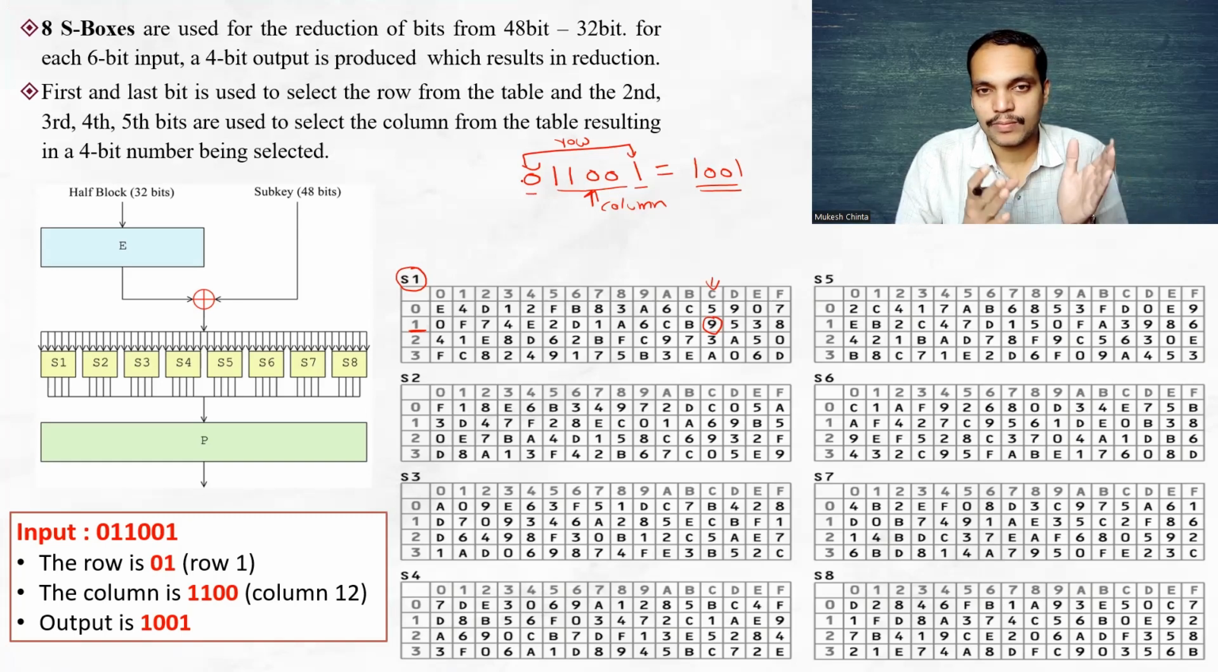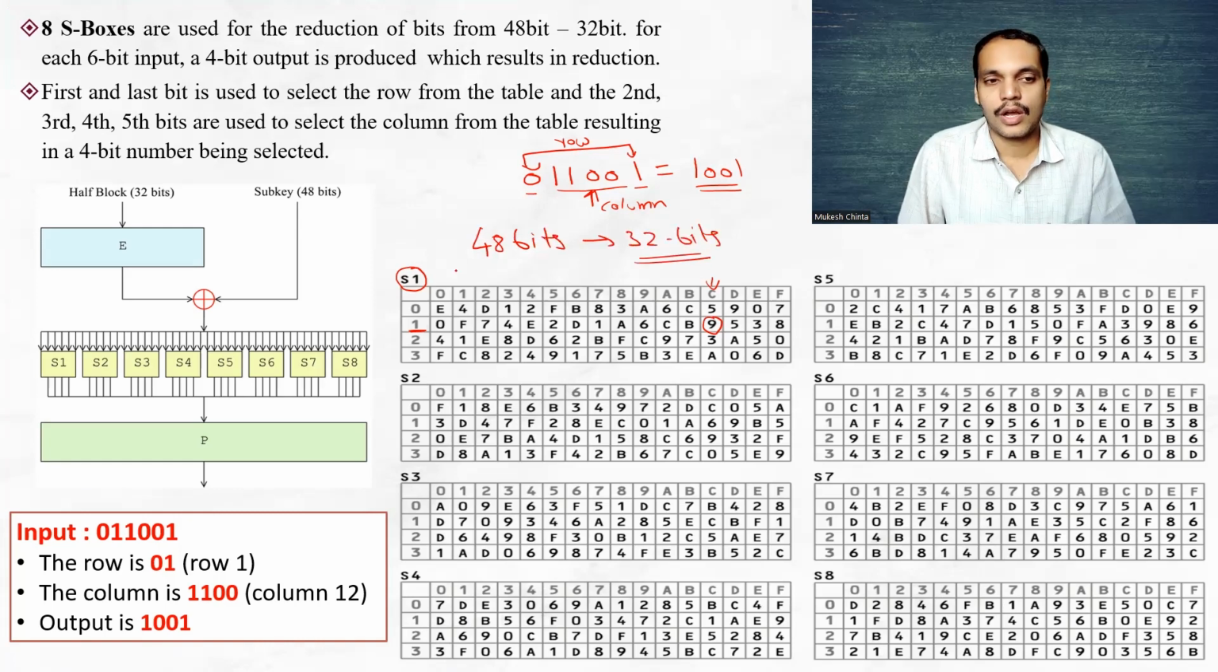Altogether 8 S boxes: 8 6s are 48 bits as input, 8 4s are 32 bits as output. So we get the reduction of 48 bits to 32 bits in DES. This is how an S box works. The design of these S boxes, why we are only writing these values, is kept a secret.